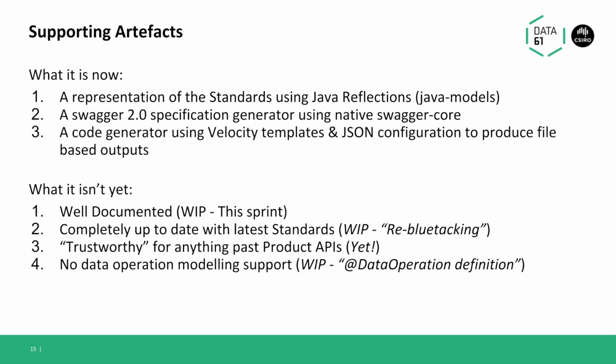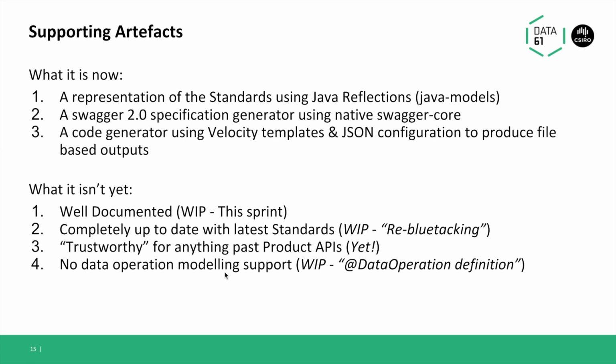Now, what we haven't done yet is keep it well documented, and so that's really a plan for this sprint. We are still needing to keep it up to date with the latest standards. Obviously, that's a work in progress as the approval processes go through with James, and so we will realign there. We're not quite there yet as far as product APIs, but also beyond product APIs, we're still very much a work in progress. We have been focused on the product APIs because of that initial deliverable and getting down that groundwork, so to speak. And finally, we're working on data operation modeling support.